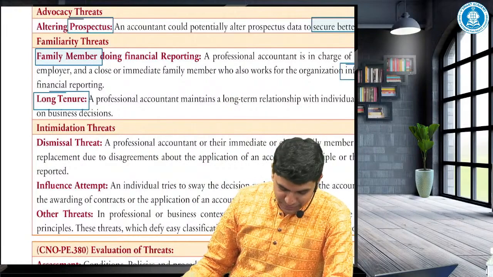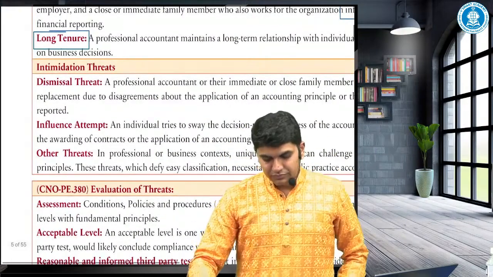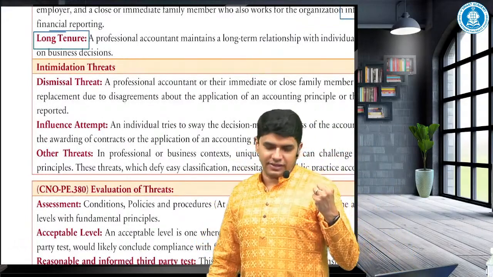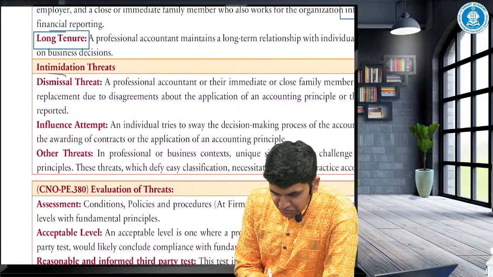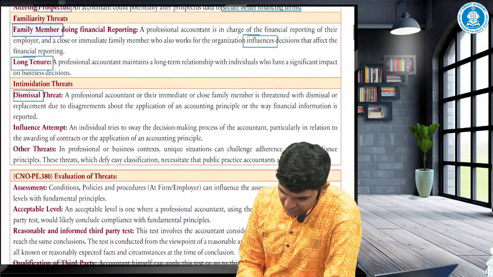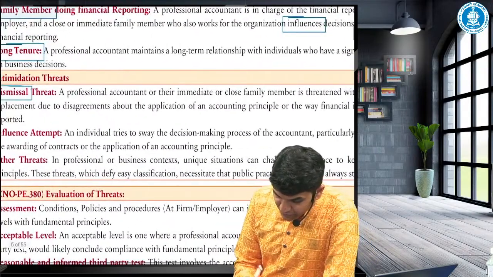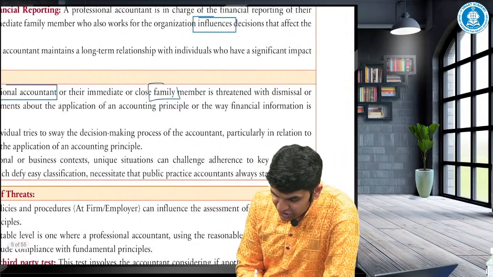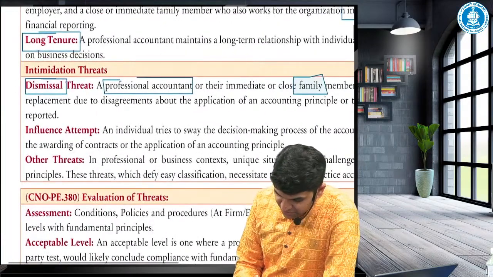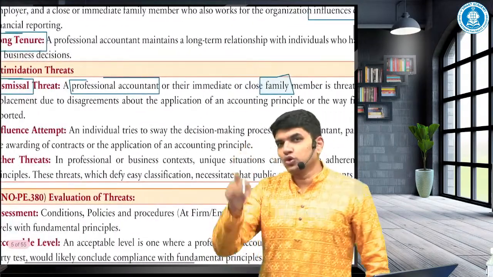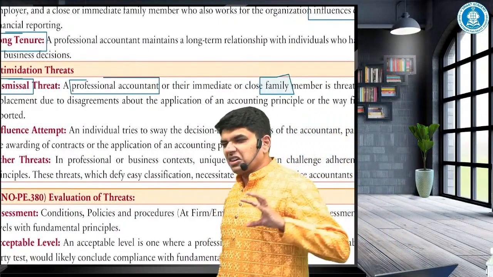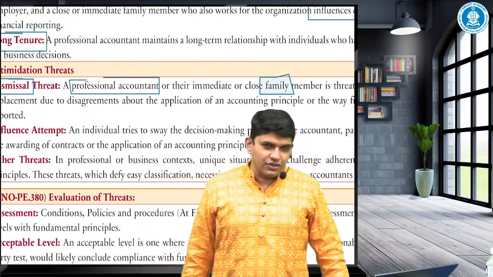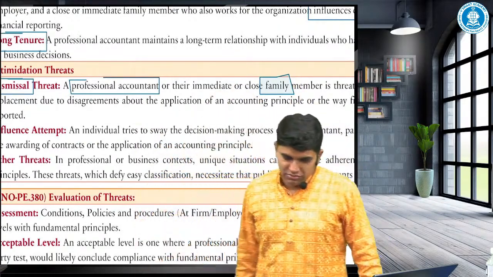Familiarity threat. Okay. So, family members pressurizing, familiarity threat. Intimidation threat. We will dismiss you. We will dismiss you. We will dismiss your family members. If you don't agree for aggressive accounting policy, aggressive estimates, aggressive disclosure, you will be removed.